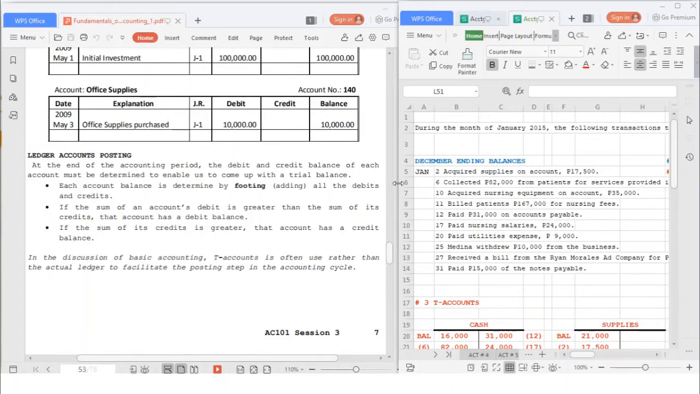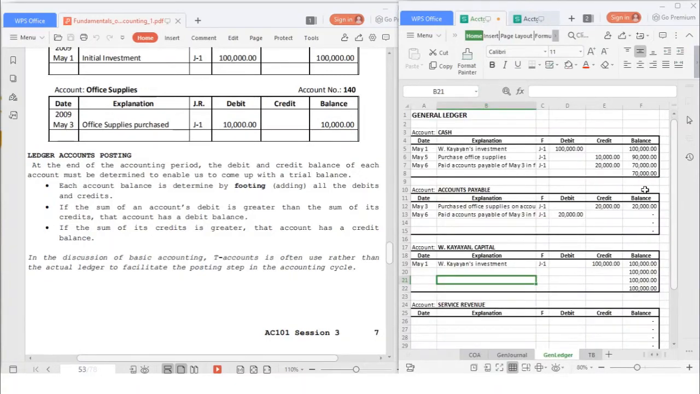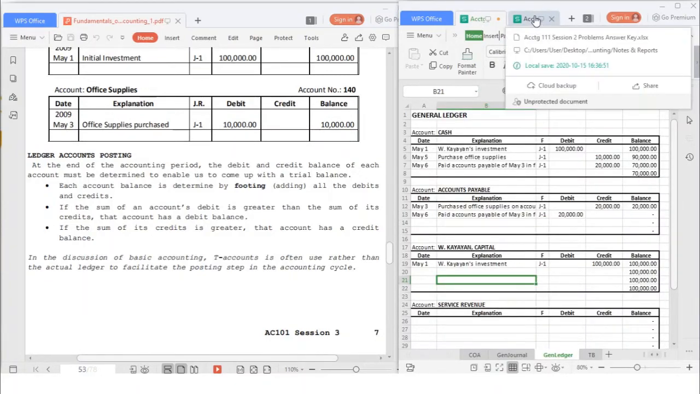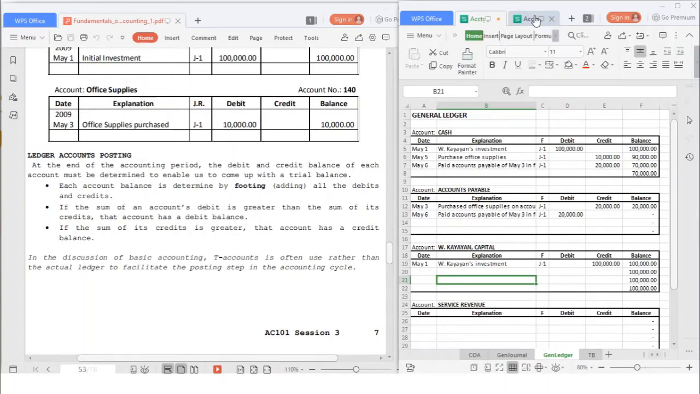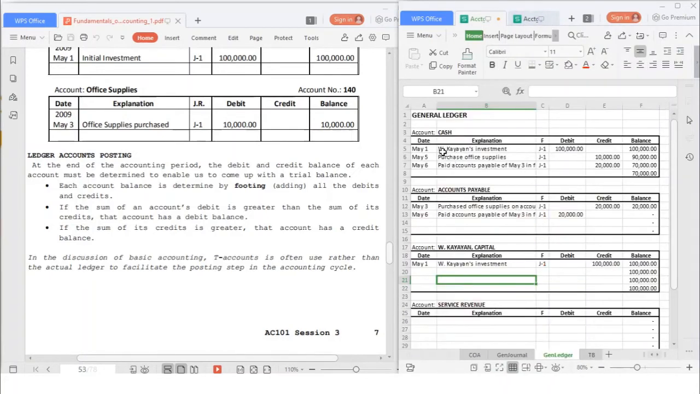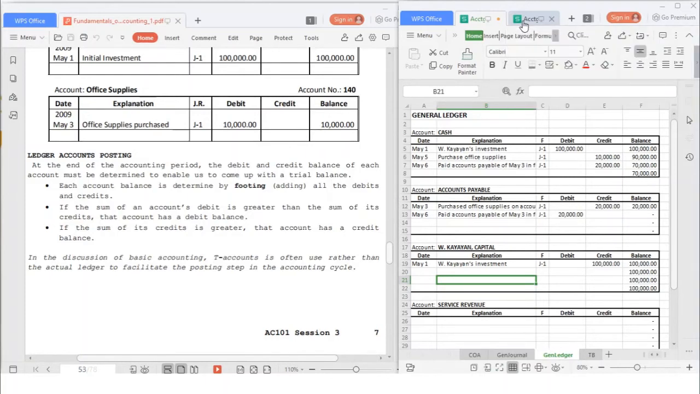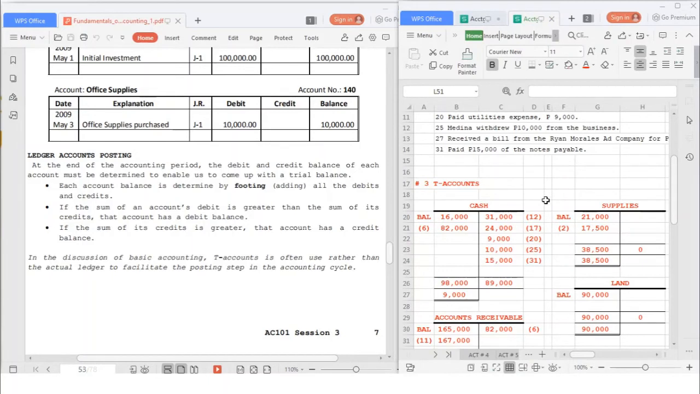So here we have an example of a T account. Instead of the actual general ledger above, for discussion purposes we usually use the T account because it is easier; the ledger is long, with dates and so on. It is tedious. So, if you are asked to post something, for discussion purposes we use T accounts instead of the actual ledger.